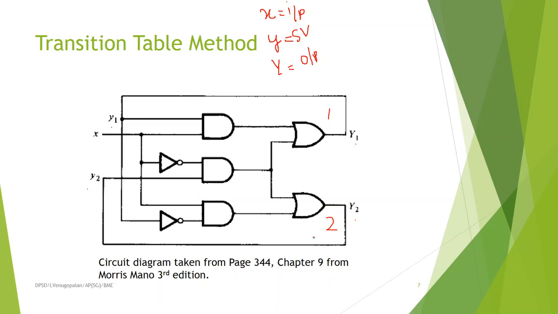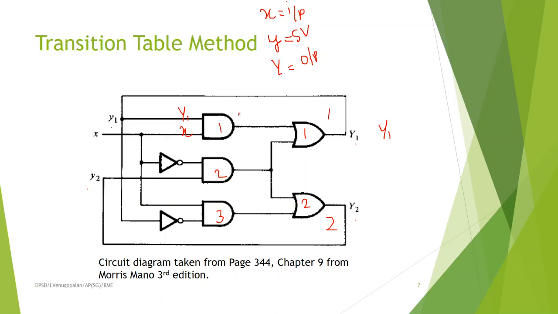Now, the first step is to identify the loops. The second step is to consider all these secondary variables as inputs and then write a Boolean function for Y1 and Y2. So what will be Y1? First of all, let us see what is going to be the input for this AND gate. Let me just call this number 1, number 2, and number 3. This is 1 and 2. Right? So this AND gate is receiving y1 and here it is receiving x.